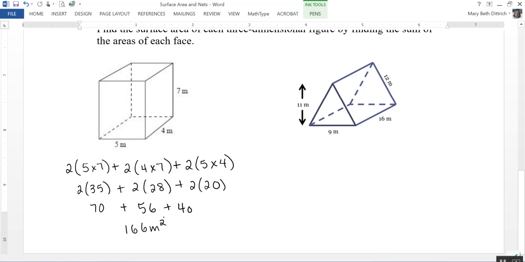Now let's take a look at this triangular prism. Notice it has a triangle, actually an isosceles triangle on the front, and that's also in the back. It has a base on the bottom here, and then it actually has 2 sides, the 2 slanted sides, which are not the same as the base here. So the front and the back are going to be the same.